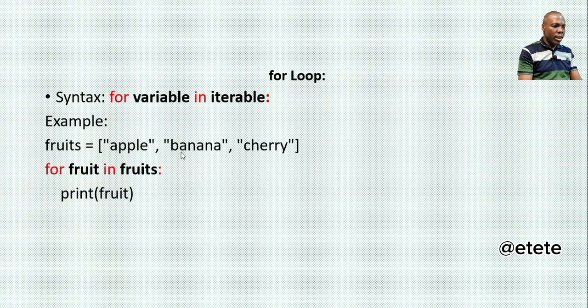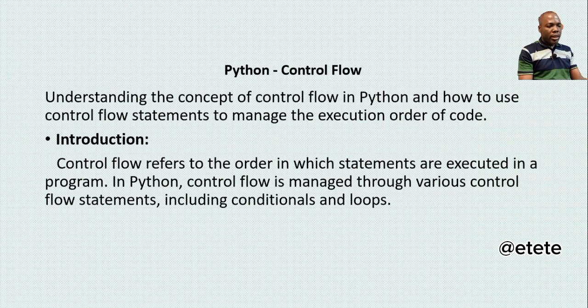Then it will iterate again. It will copy banana and reassign it to this fruit. Then you will go in again and print out banana. Then it will do that 3 times and print out apple, banana, and cherry. So those are the concepts of control flow in Python that I just want to demonstrate to you. Now I am going to show you those examples I've used. I'm going to demonstrate them using my PyCharm.